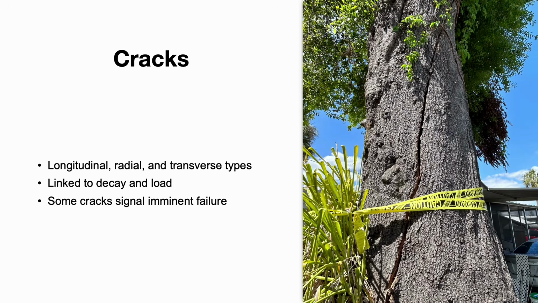Cracks can occur along or across stems, branches, or roots. Some, like longitudinal cracks, often result from wind or snow loads. Transverse cracks are more serious. They suggest internal fibers are failing. Not all cracks mean failure is certain, but some definitely require closer investigation.